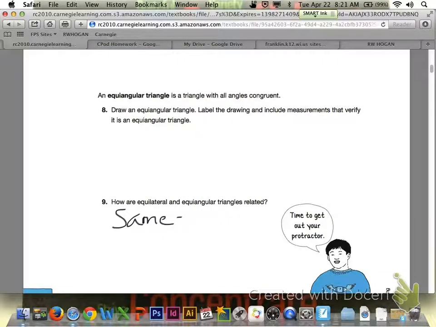If you take a look at number 9, how are equilateral and equiangular triangles related? They're really one and the same. Equilateral triangles are also equiangular, and equiangular triangles are also equilateral. If your side lengths are going to be the same, then your angle measures are going to be the same. So that's how they're related.